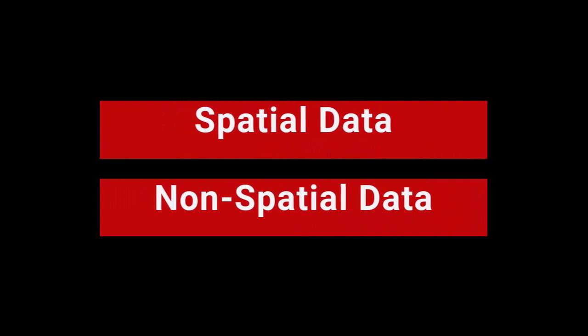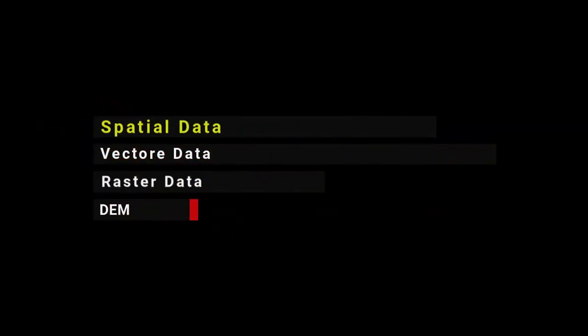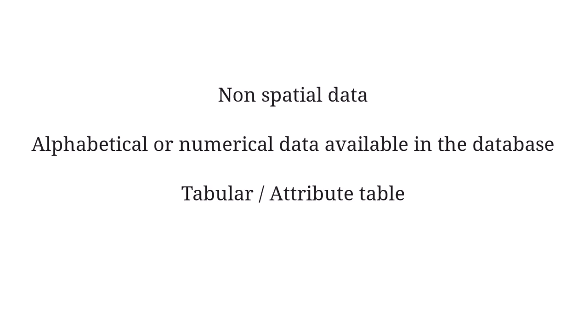Types of data in GIS: spatial data and non-spatial data. Spatial data such as vector, raster, and DEM. And non-spatial data, alphabetical or numerical data available in that database, like attribute table.